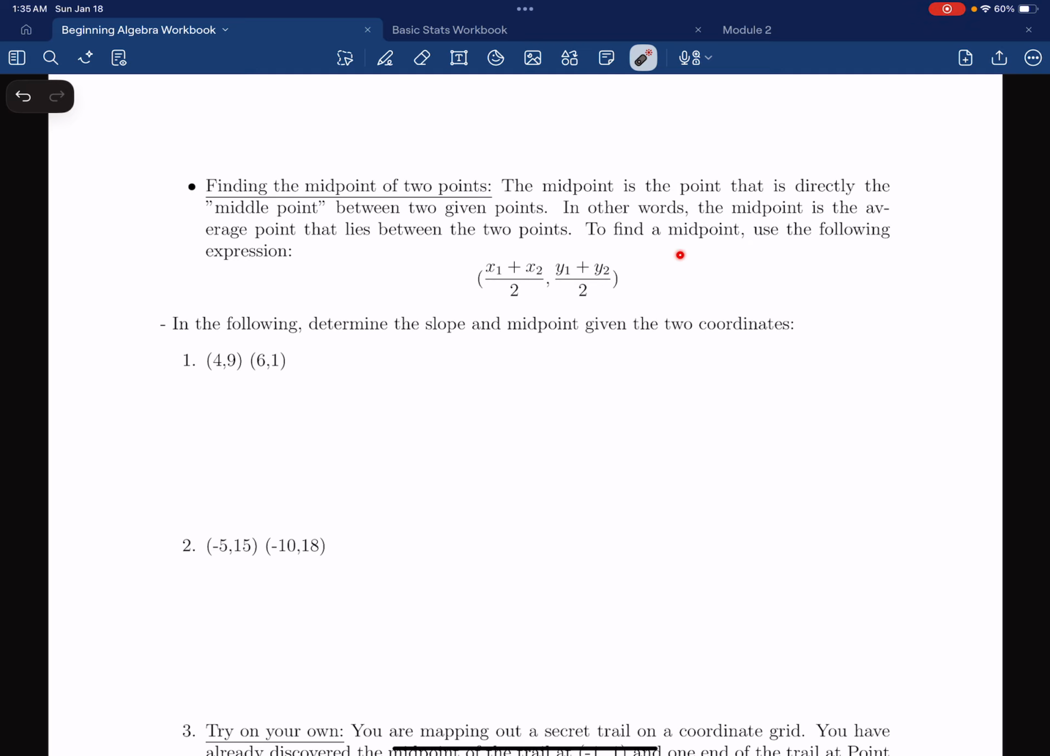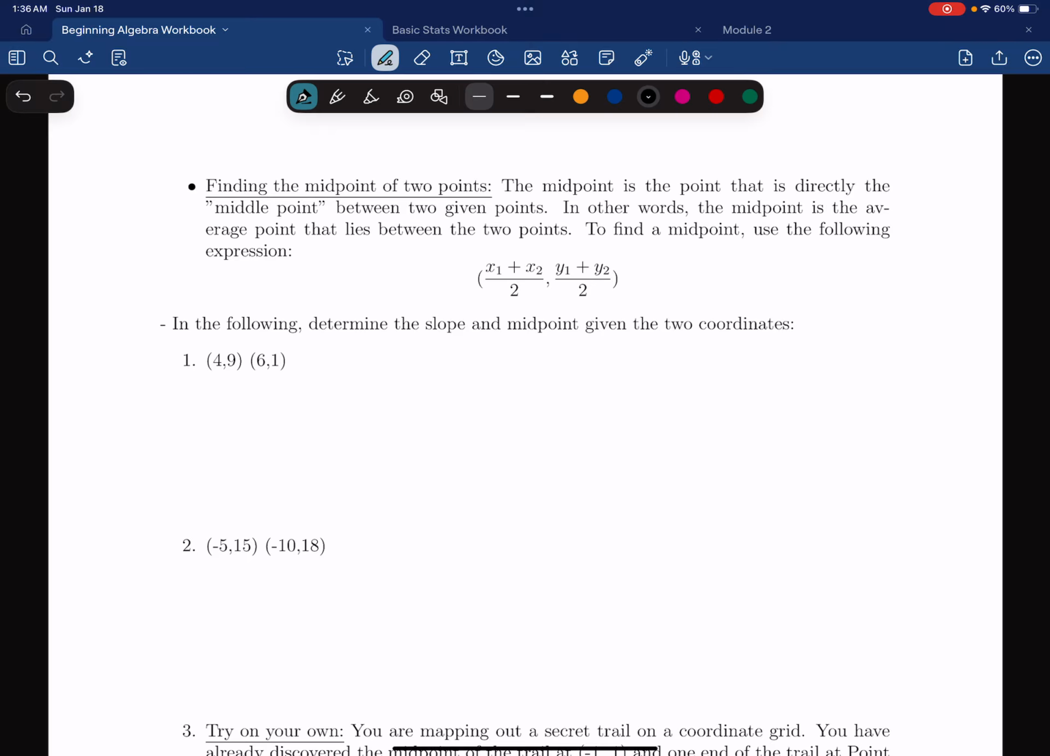So to find a midpoint, we're going to use the following expression. We're going to add up the x values of the points and divide by 2, and add the y values of the points and divide by 2. This makes sense because before we said that the midpoint is the average point. Recall, if you want to find the mean or the average of something, you add up all the terms and divide by how many terms there are. So when you add up the 2 x terms and divide by 2, you're finding the average. Same thing, you're finding the average of the y terms when you do this.